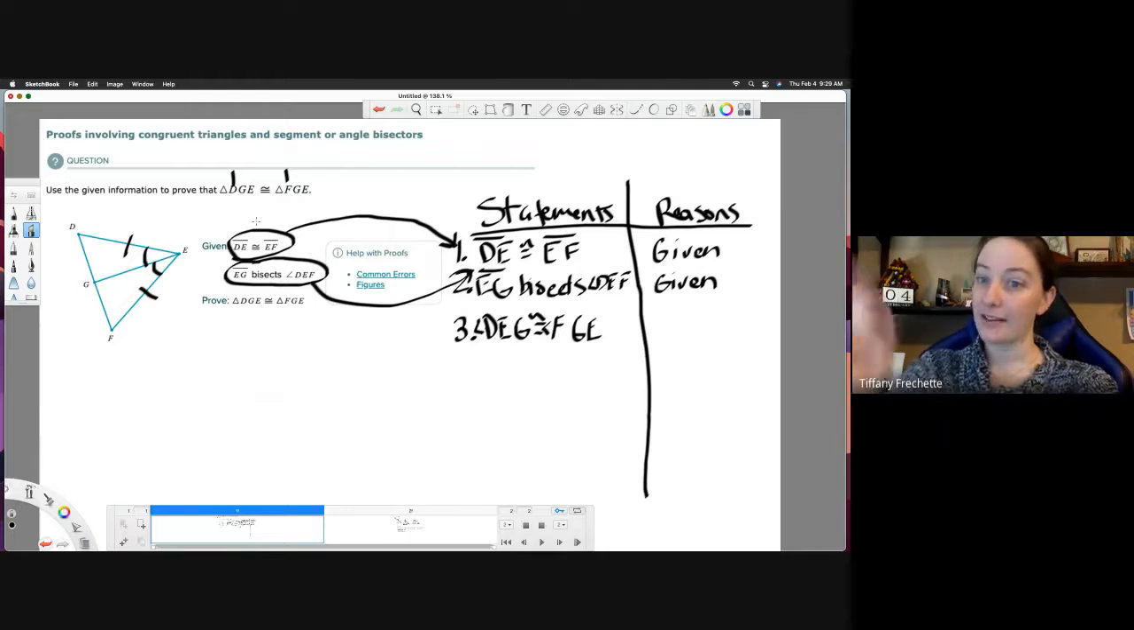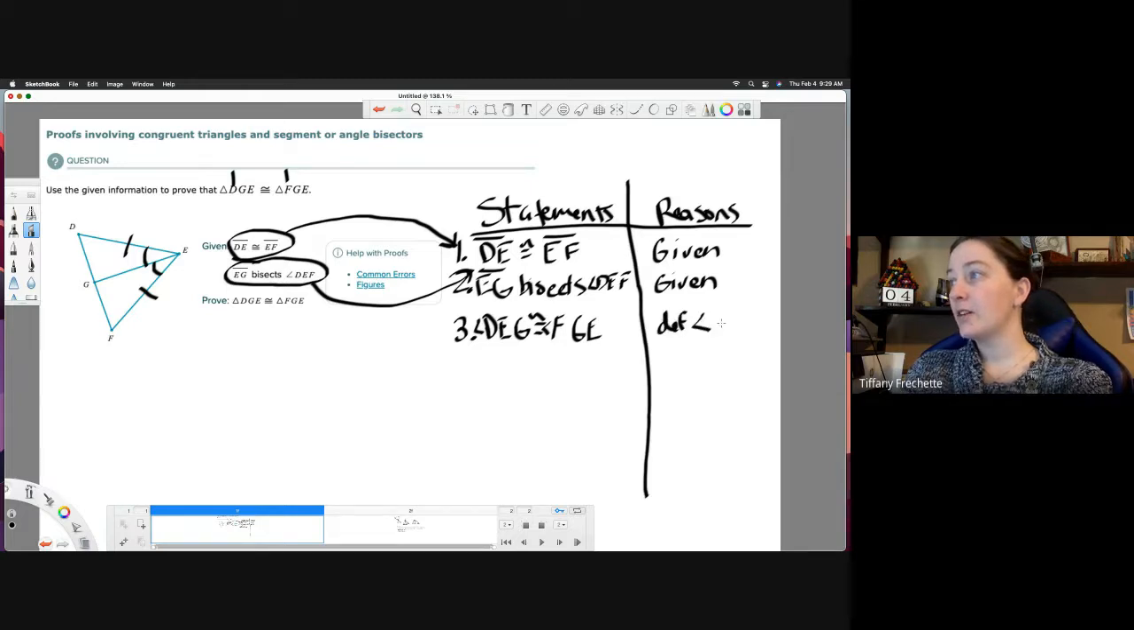We're not quite there yet. So the reason for this one is literally the definition of angle bisector. A lot of the time, we tend to shorthand a lot on the proofs, but you'll have a drop-down menu and you just choose definition of angle bisector.